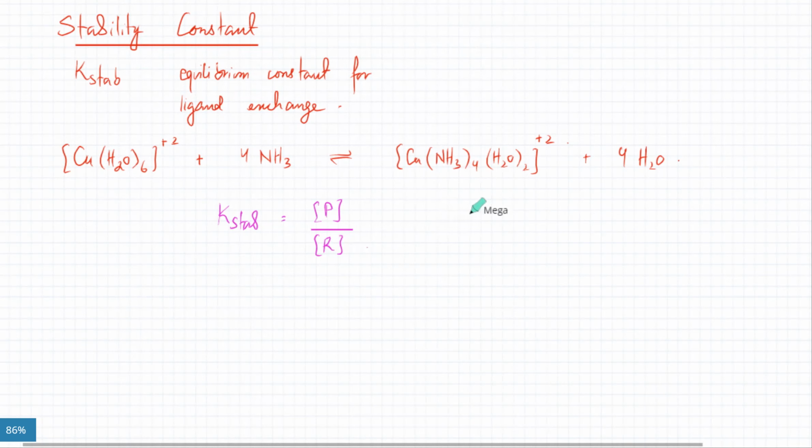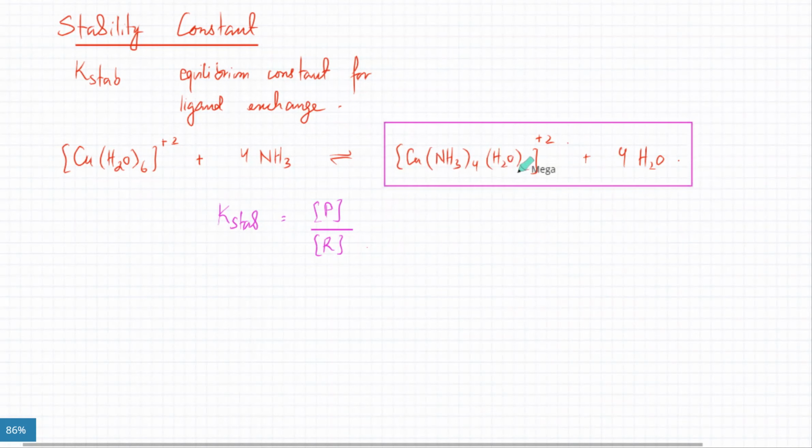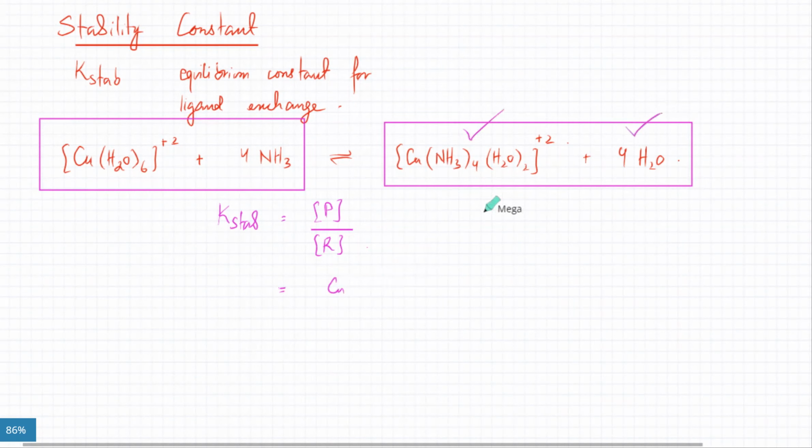For transition metals, it's product concentration divided by reactant concentration. Your products are these, and your reactants are these. So there's an equilibrium that exists between them. If you write down the expression, it's going to be the concentration of the complex ion, which is this one, the first one. So these are my products, so I'm going to write these. It's copper, the 4 NH3s, and there are 2 water molecules.